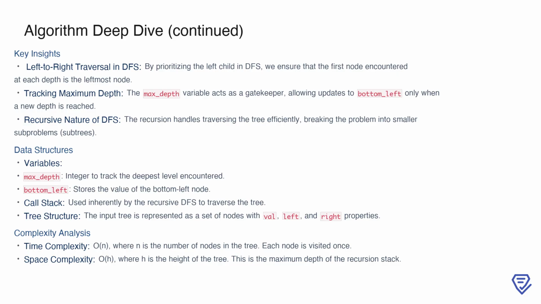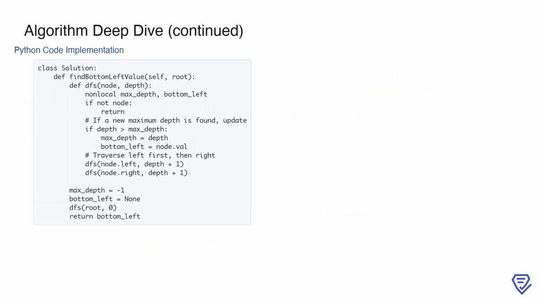When it comes to complexity, the time complexity is O(n), where n is the total number of nodes, since each node is visited exactly once. The space complexity is O(h), where h is the height of the tree, as this corresponds to the maximum depth of the recursion stack. Now let's translate the algorithm into Python code.